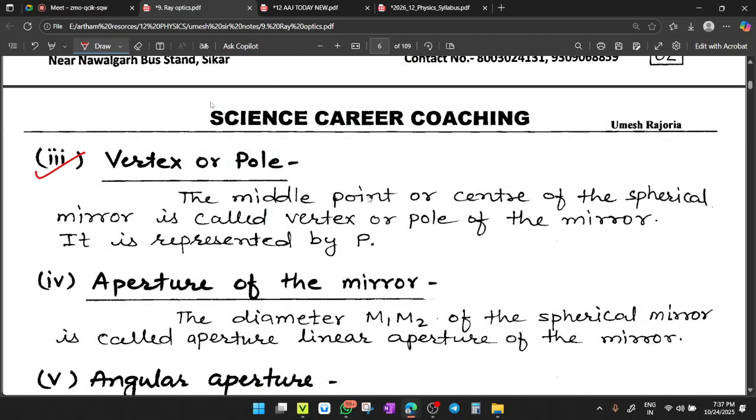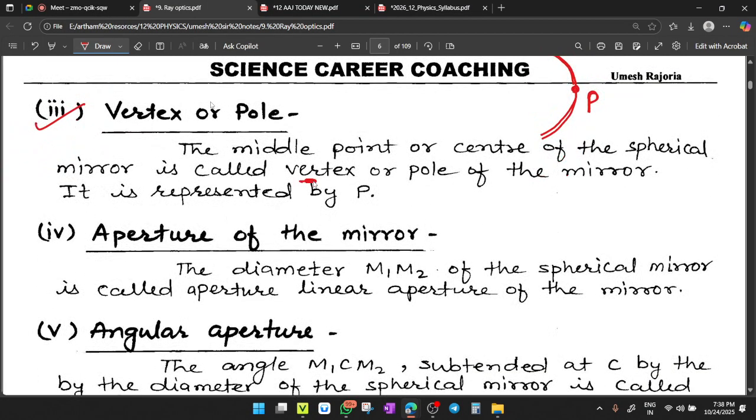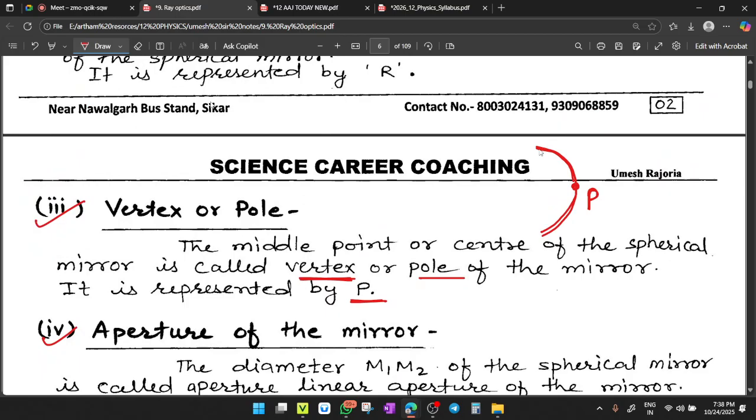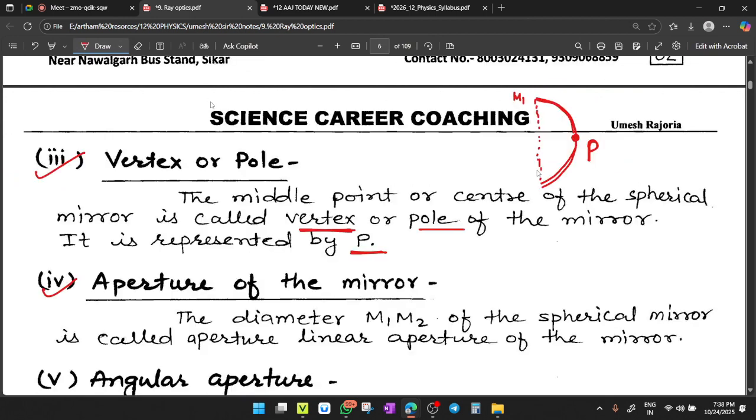Now vertex or pole. You have taken a spherical mirror, and exactly the geometrical midpoint of this mirror part, this curvature part, is called the pole. It is also called the vertex. Another name is vertex or pole of the mirror. It is represented by point P. Next, aperture. The effective diameter, the mouth of the mirror, you can say. This is the effective length of the mirror. If this point is M1 and the other point is M2, then this is called the aperture.